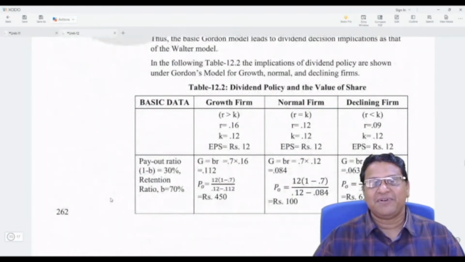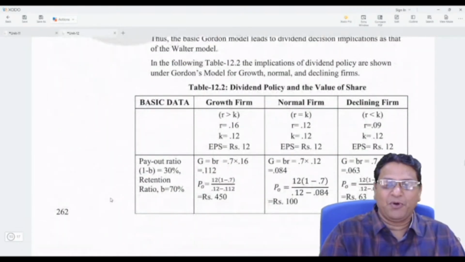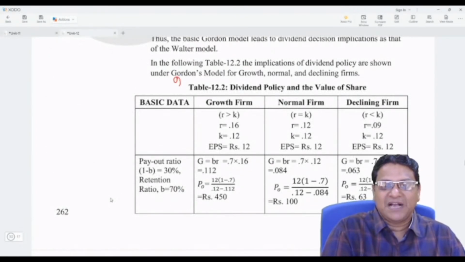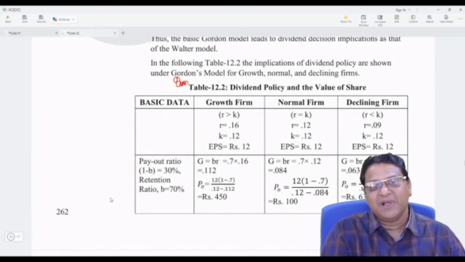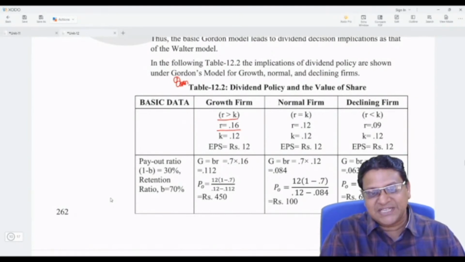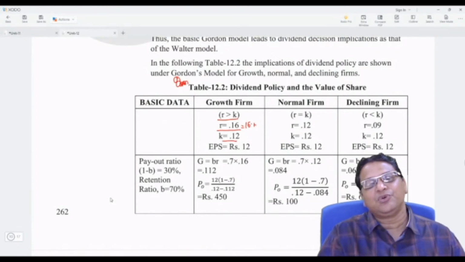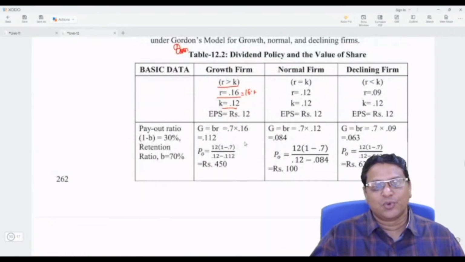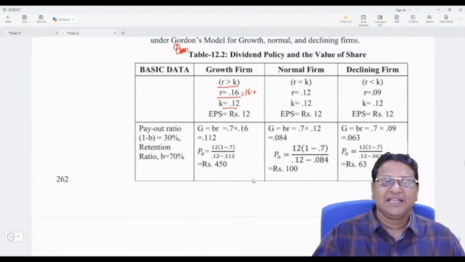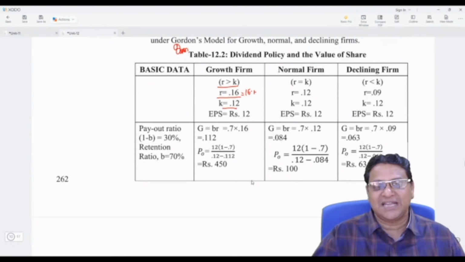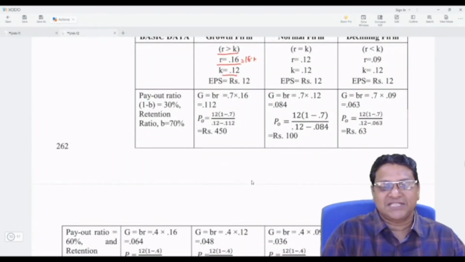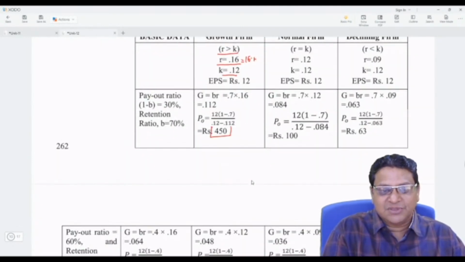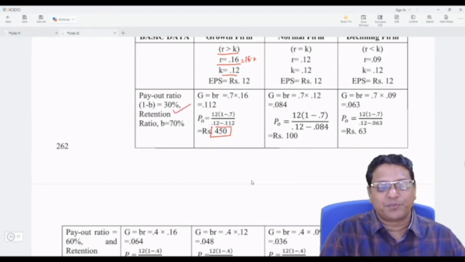This is a case. The first case is dividend policy and value of the firm. First case is of a growth firm. R is greater than K. R is equal to 0.16, that is 16%. K is equal to 0.12, that is 12%. And EPS is equal to 12. In this growth firm, if the payout ratio is 30%, you see the market price is 450. Payout ratio 30%, market price 450.